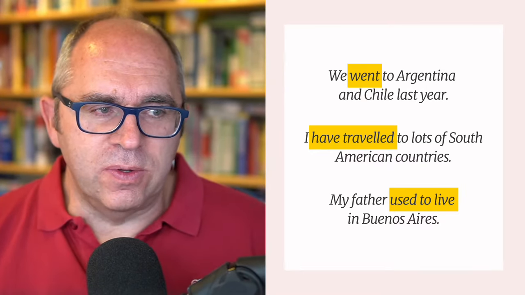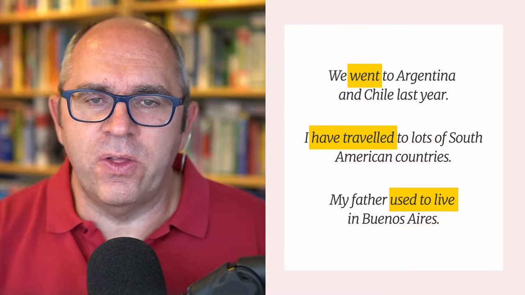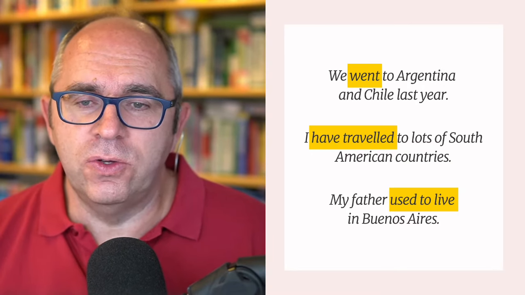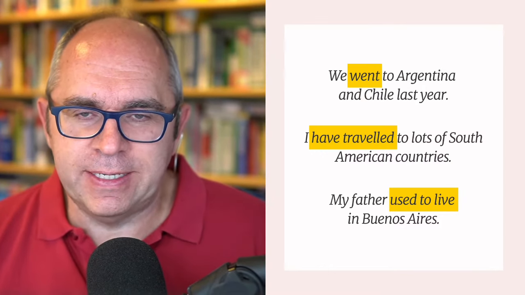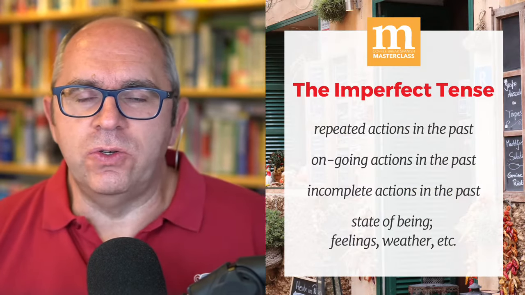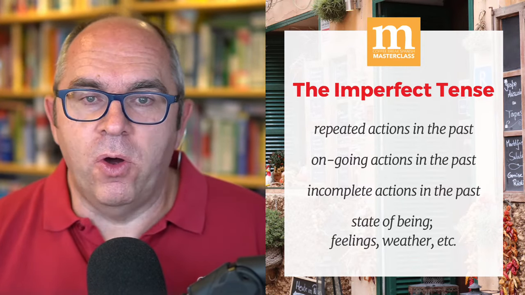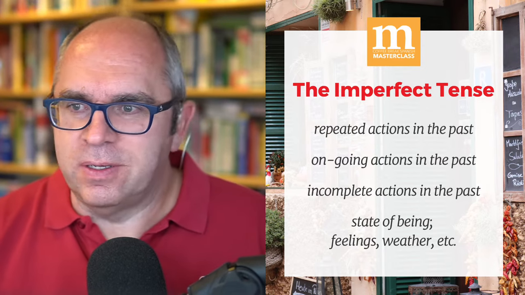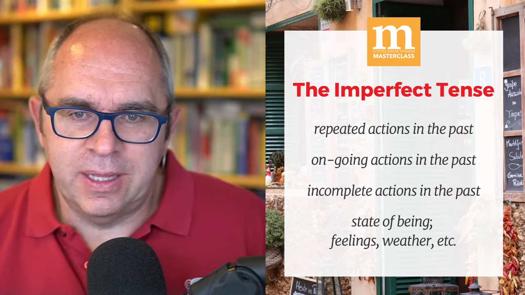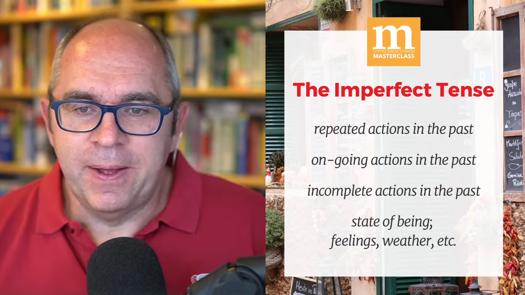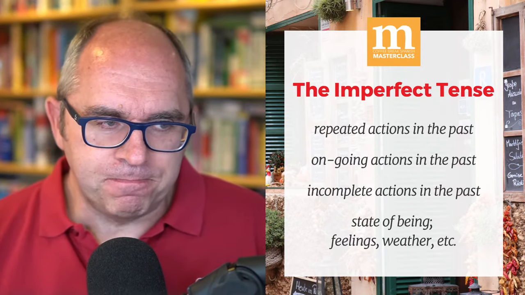Now, what we need to do is think about how this all works in Spanish, and we're focusing on that last example there, my father used to live in Buenos Aires, because that is the situation where we're using the imperfect tense. The imperfect tense in Spanish is used for repeated actions in the past, things that happened on an ongoing basis. Every morning we went to the swimming pool before school, something like that. Also, ongoing actions in the past, incomplete actions in the past, or talking about states of being for feelings or weather and things like that.